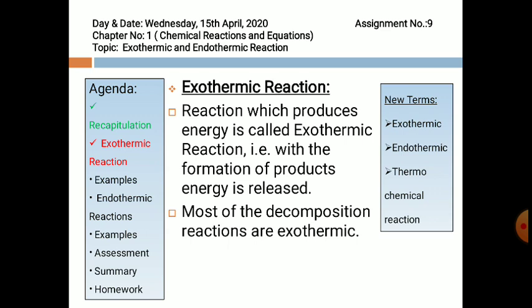The third and last new term is thermochemical reaction. A chemical reaction in which heat is evolved or absorbed, that is, heat is involved, is known as thermochemical reaction. Now coming to today's topic, exothermic reaction. A reaction which produces energy is known as exothermic reaction. That is, with the formation of products, energy is released.